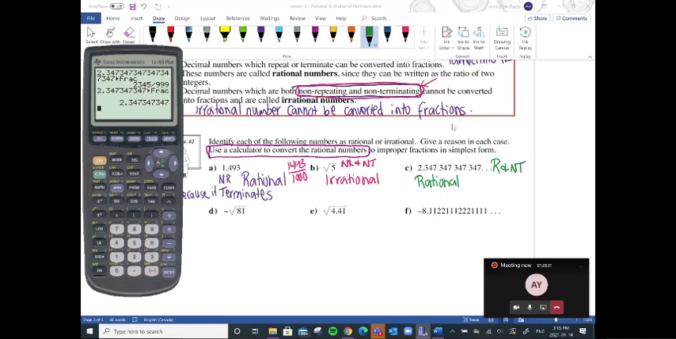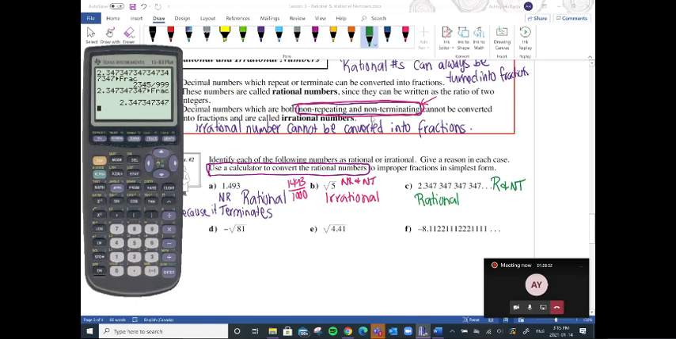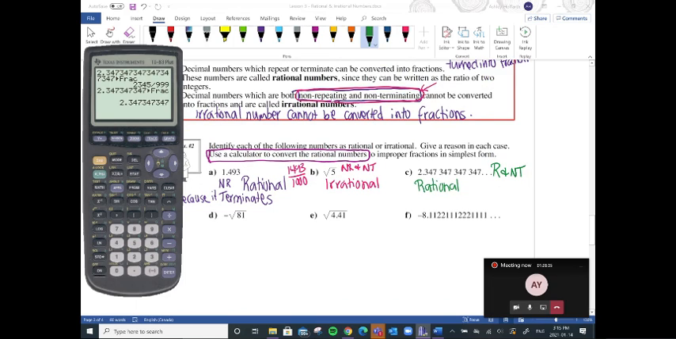Also know this by heart. You don't have to memorize the rational part, because if you can remember this for irrational, it has to be both non-repeating and non-terminating at the same time, and anything else is rational. So that's how I remember it. If it's not repeating and not terminating, that's irrational. Any other type of decimal is automatically rational.